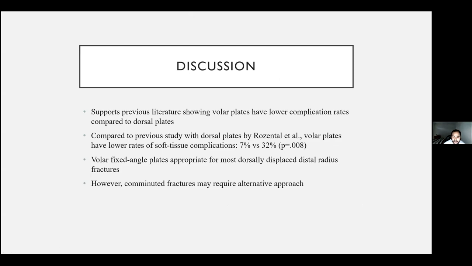So overall, the results of this study support previous literature from around that time that was starting to show that volar plates have lower complication rates compared to dorsal plates. Compared to a previous study on dorsal plates by Rosenthal et al., they found that volar plates had a lower rate of soft tissue complications specifically, at 7% versus 32% for dorsal plates. So overall, they found that volar plates are appropriate for most dorsally displaced distal radius fractures. However, comminution, especially along the dorsal aspect of the radius, may require some sort of alternative approach to fixing the fracture.